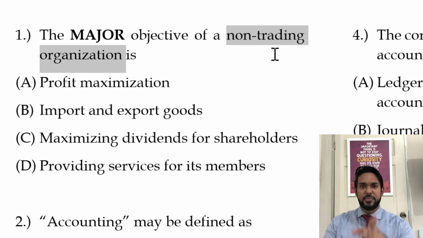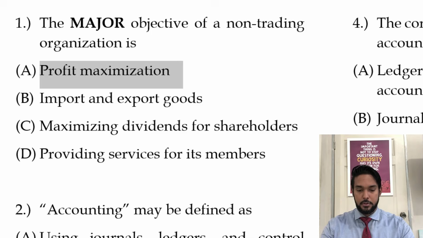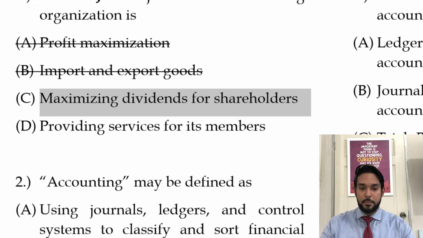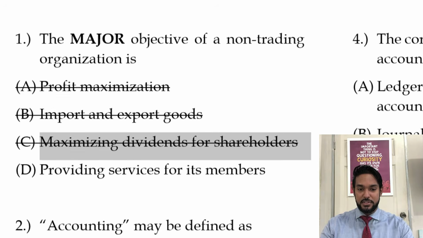Anyhow, if it's a non-trading organization, what are they not doing? They're not trading. They're not buying and reselling goods to make a profit. So profit maximization is definitely not what we talk about. Profit maximization is out. Further, why would they be importing and exporting goods? That is not their major objective. So that's also out. What about maximizing dividends for shareholders? Do non-profit organizations even have shareholders, much less pay any dividends? Nope, not at all. So by process of elimination, the answer has to be providing services for its members.